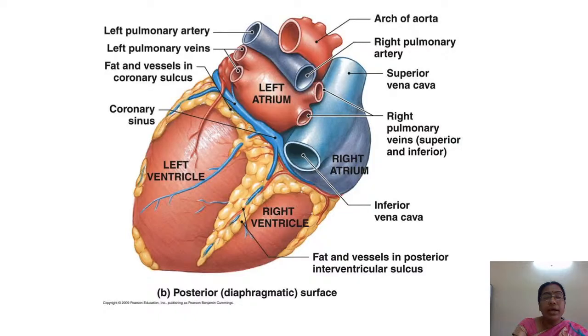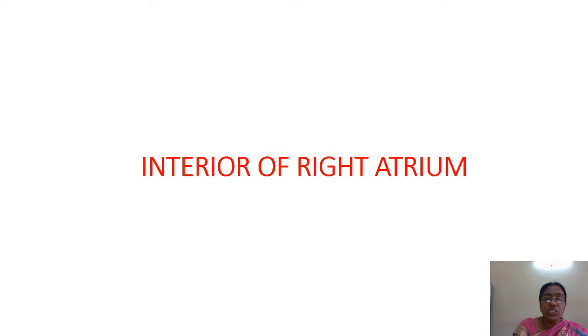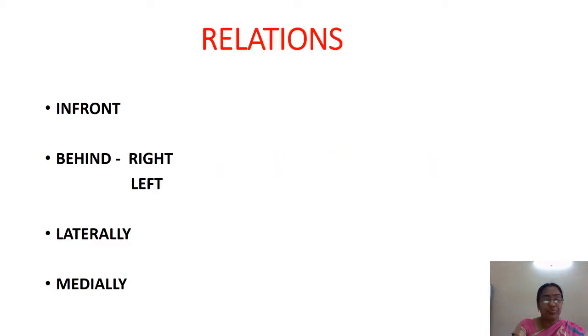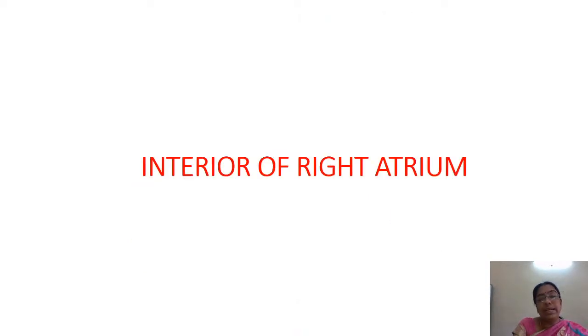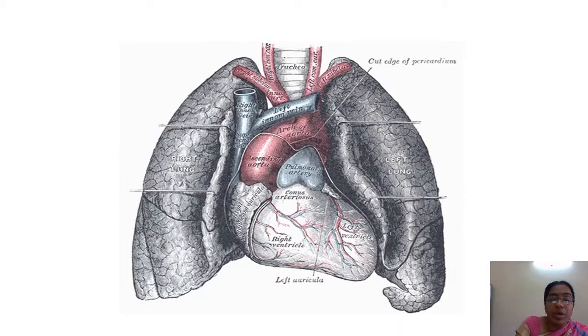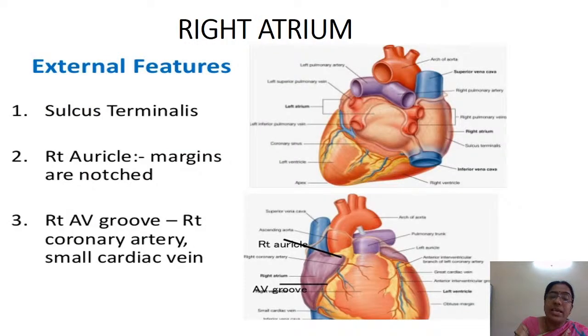This is the back view we are seeing. These are the relations of the right atrium. Now let's see what is inside when you open the right atrium. Up till now, what we have seen is only external: the external features we discussed, and the relations in front, behind, medially and laterally.